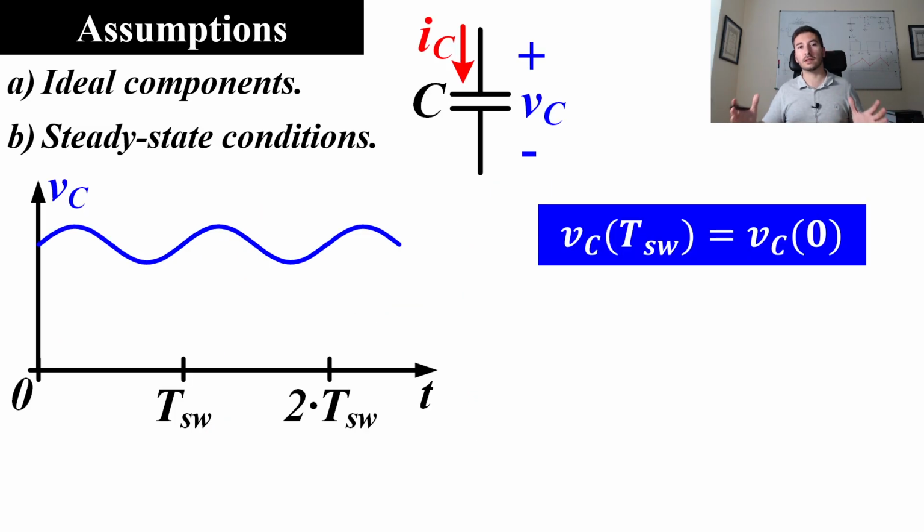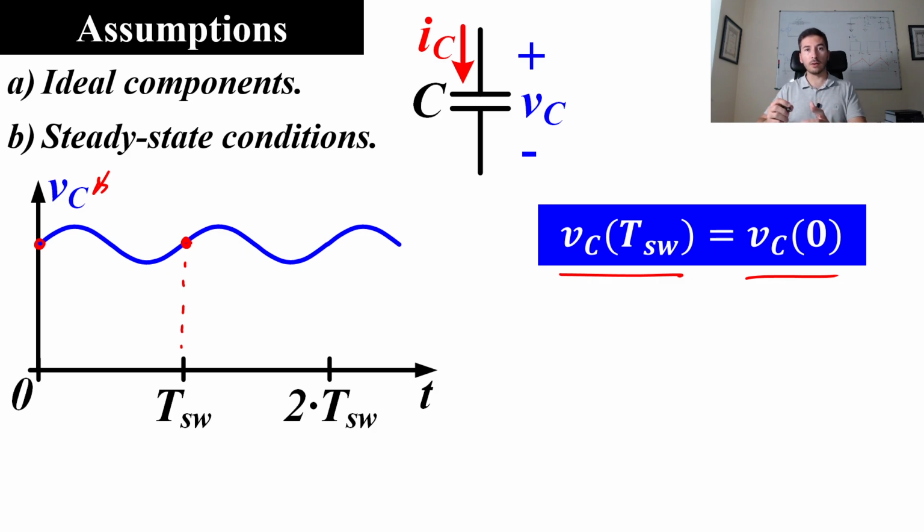What are the consequences of operating under steady state conditions? We will have two consequences that we will use in the method. First of all, we will consider the voltage across a capacitor. If we are in steady state conditions, that voltage is constant or periodic, as in this case. If we have a periodic voltage or constant, the voltage at the end of the period is equal to the voltage at the beginning of the period. So it means that this voltage is equal to this one.